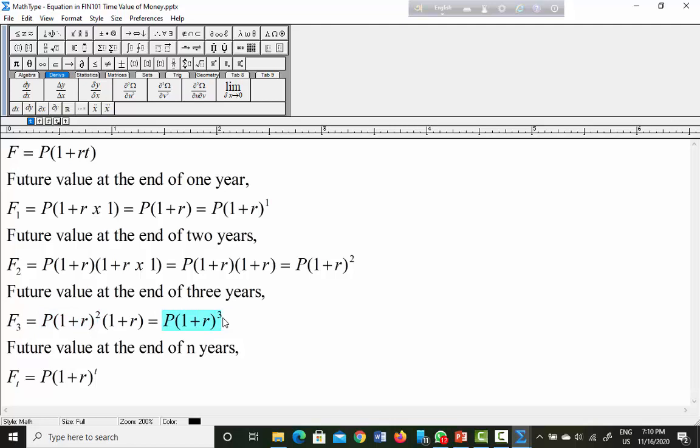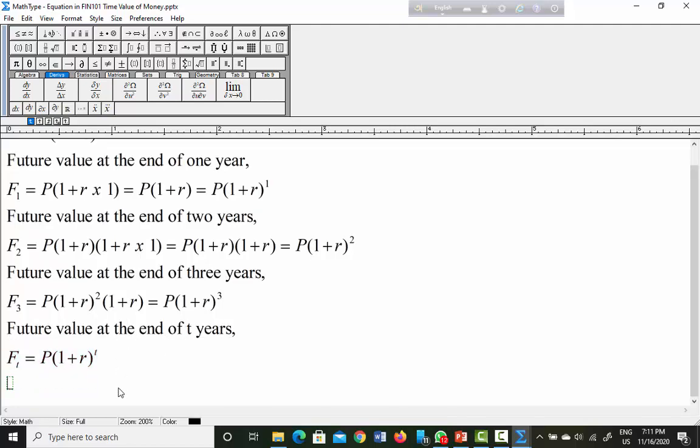As you can notice clearly, the future value after 1 year, F1, is equal to P into 1 plus r power 1. The future value after 2 years will be P into 1 plus r power 2. After 3 years, P into 1 plus r power 3. After compounding for every period, we get the power accordingly. So the future value at the end of t years will be Ft is equal to P into 1 plus r power t.